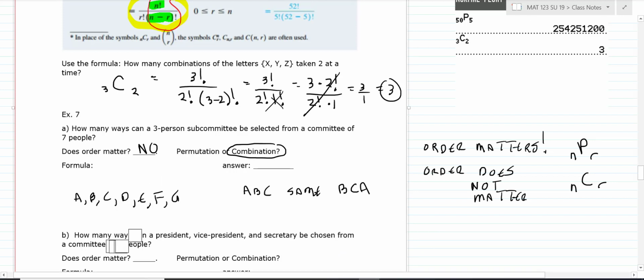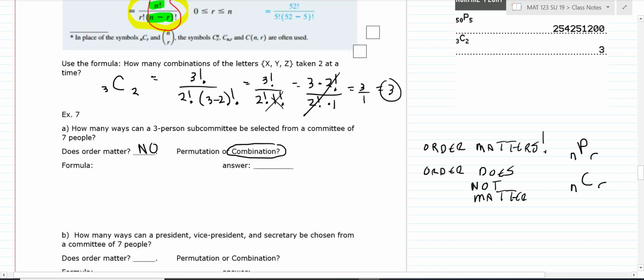Now, in part B I'm going to give those 3 people jobs, so then the order does matter. This is a pretty good analogy, I think, to help you understand that. So anyway, we'd say, okay, it's a combination. Order didn't matter. We're choosing 3 people from 7. So the formula goes like this. We do 7 factorial over 3 factorial, and then 7 minus 3 factorial.